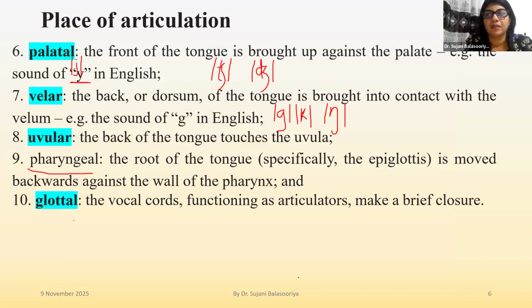Right? Instead of that, simply the airstream passes through the vocal cords. Actually, the articulators, the speech organs, are the vocal cords. Just like for the bilabial consonants the articulators are two lips, for the glottal consonants, articulators are the vocal cords. That's all. So everything happens inside the larynx. And in English, we have only one glottal consonant. Only one. Can you guess it?